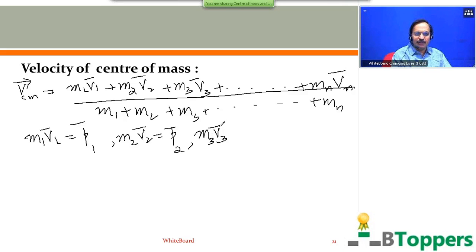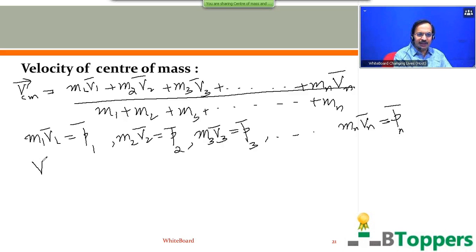The product m3 v3 bar represents the linear momentum vector of the third particle of mass m3, denoted by P3 bar. The product mn vn bar can be written as equal to Pn bar, P bar subscript n, which represents the linear momentum vector of the nth particle of mass mn.